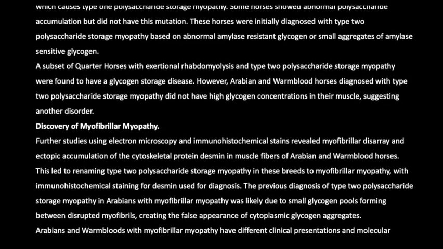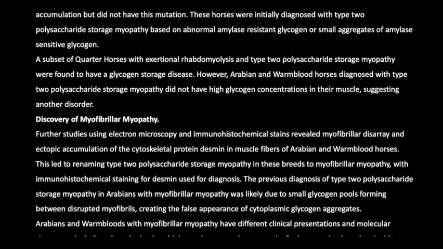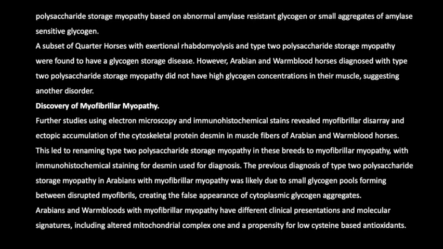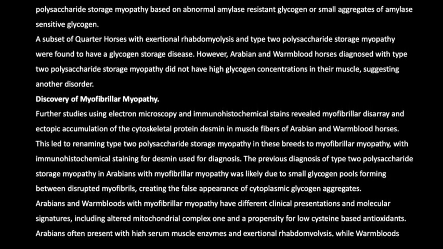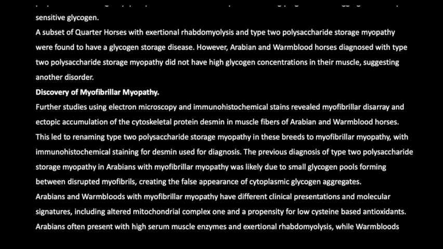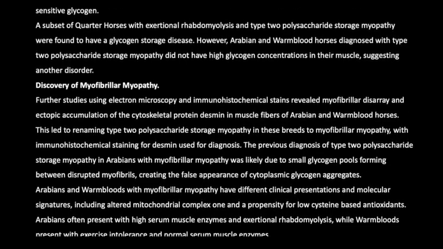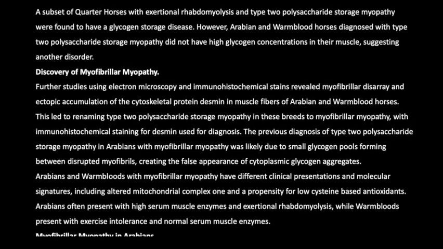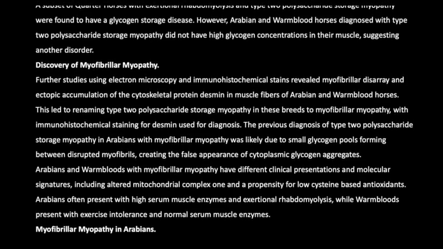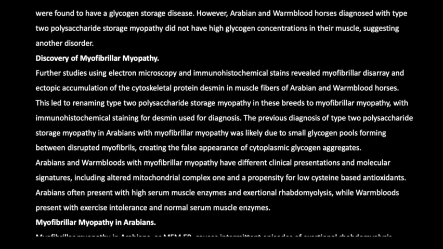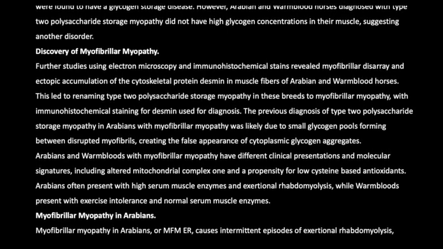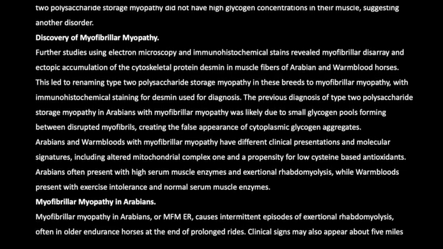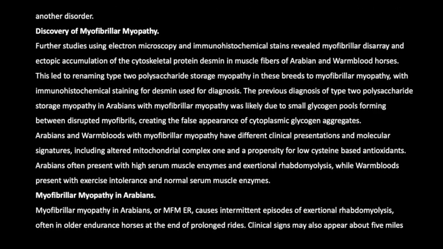Discovery of myofibrillar myopathy. Further studies using electron microscopy and immunohistochemical stains revealed myofibrillar disarray and ectopic accumulation of the cytoskeletal protein desmin in muscle fibers of Arabian and warm-blood horses. This led to renaming type 2 polysaccharide storage myopathy in these breeds to myofibrillar myopathy, with immunohistochemical staining for desmin used for diagnosis. The previous diagnosis of type 2 polysaccharide storage myopathy in Arabians with myofibrillar myopathy was likely due to small glycogen pools forming between disrupted myofibrils, creating the false appearance of cytoplasmic glycogen aggregates.